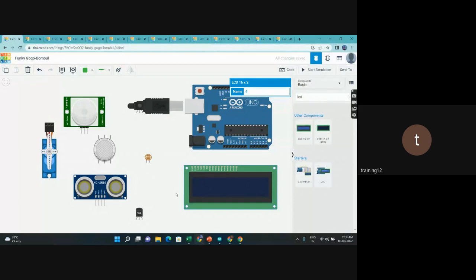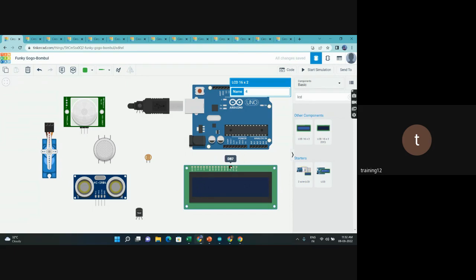The 16 cross 2 LCD is a 16 pin device. There are totally 16 pins here, with 2 rows and 16 characters each. It stands for liquid crystal display. So what are those pins? The first pin is the LED cathode, which you have to connect to the ground of the Arduino. Then the LED anode, you have to connect to the 5 volt supply.